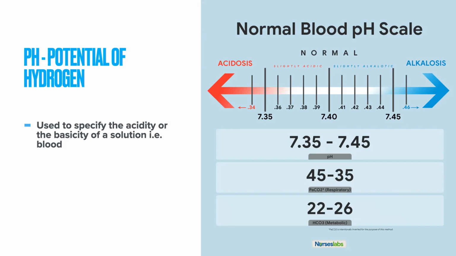So pH is the potential of hydrogen. It's used to specify the acidity or the basicity of a solution in the blood. pH can be used for any number of things. It can be used for your tap water at home. It can be used for your water bottle that you're buying from the store. Milk, literally anything, we're looking at pH. Is pH in 0.9% sodium chloride, so normal saline, alkalotic or acidotic?